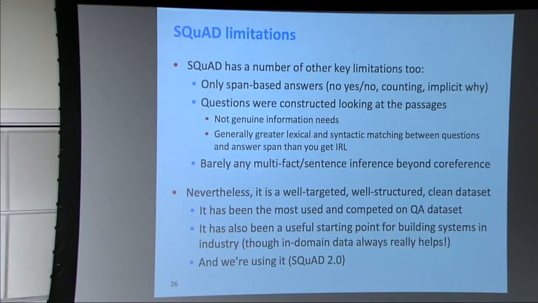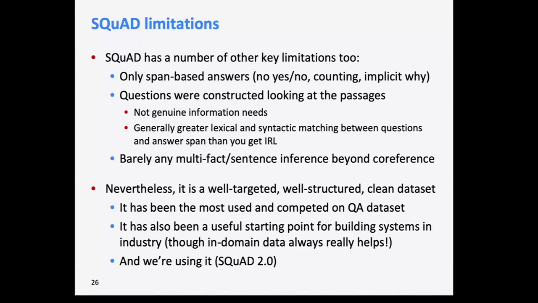Nevertheless, despite all of those disadvantages, it sort of proved that Squad was well targeted in terms of its level of difficulty, well structured, a clean data set, and it's just been everybody's favorite question answering data set. It also seems to have proved that for people who work in industry and want to build a question answering system, starting off by training a model on Squad turns out to work pretty well. It's not everything you want to do. You definitely want to have relevant in-domain data and be using that as well. But it seems to be a quite useful starting point.